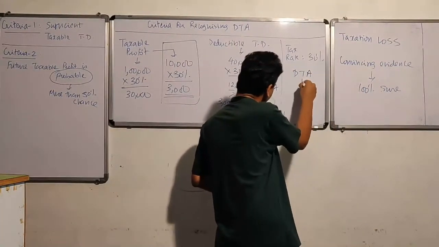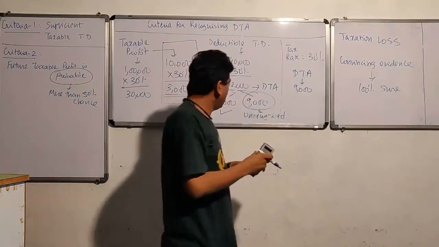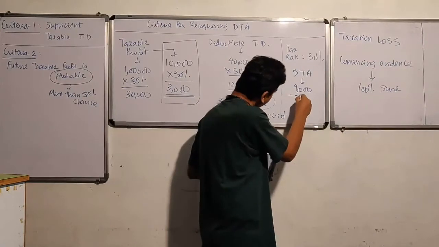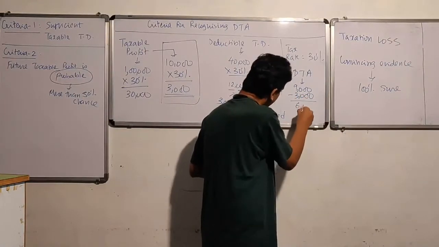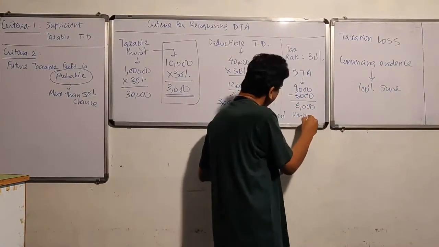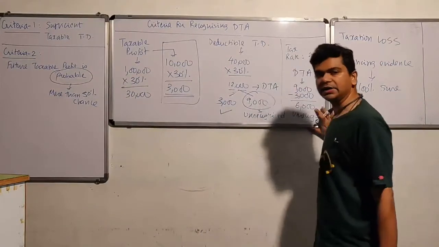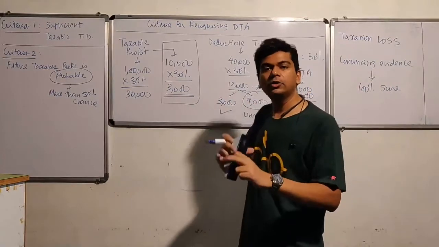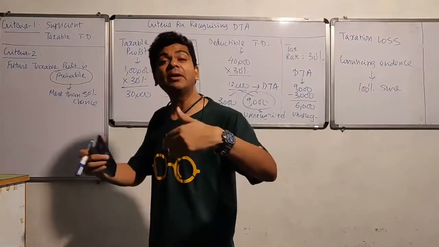I have this DTA of 9,000. I will be able to save tax of 3,000. So I will recognize further DTA of 3,000. But this 6,000 will again remain unrecognized. Right. Now I have to look into the last criteria, the 3-step criteria.